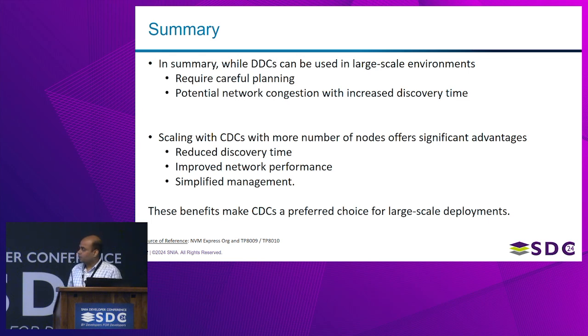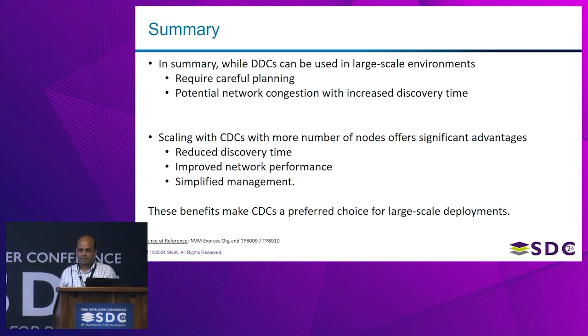So to conclude the overall discussions on automated discovery, we cannot avoid that if anybody wants to use DDC in a large scale environment, we need careful planning on the networking side. The expectation is still that on a scaled network, we see potential network congestion and increased discovery time.